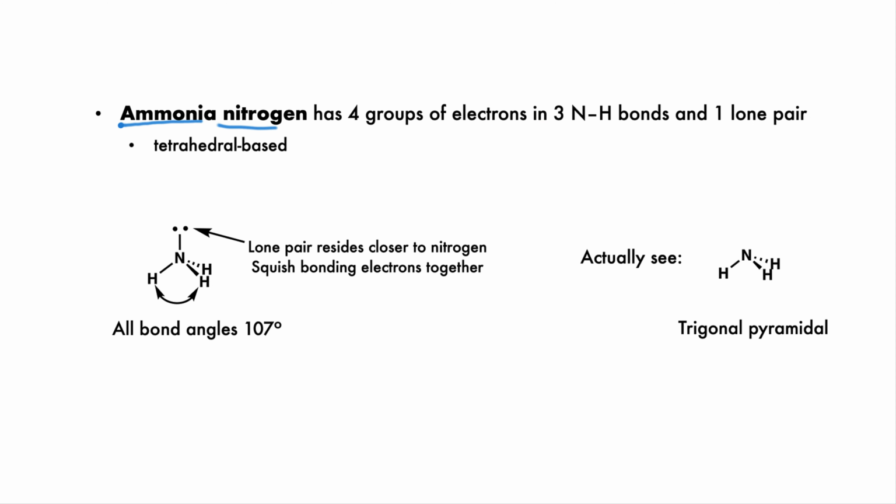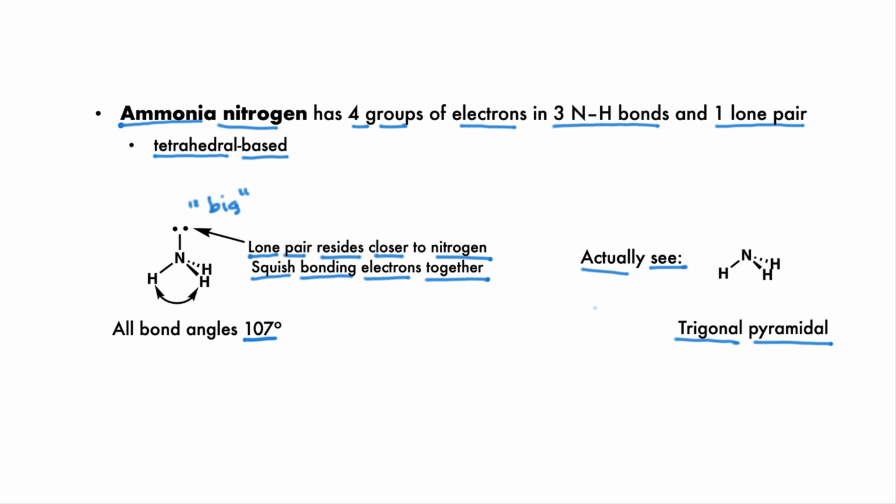Ammonia has 4 groups of electrons in 3 single nitrogen-hydrogen bonds and a non-bonding lone pair. We say it has tetrahedral-based geometry. Experimentally, you actually see a trigonal pyramidal arrangement of atoms because the lone pair is invisible. The bond angles are 107 degrees instead of 109.5 degrees. The non-bonding electron pair resides closer to the nitrogen because it's not pulled away by bonding to a hydrogen. The lone pair acts bigger than the bonding electrons and squishes the NH bonds together.